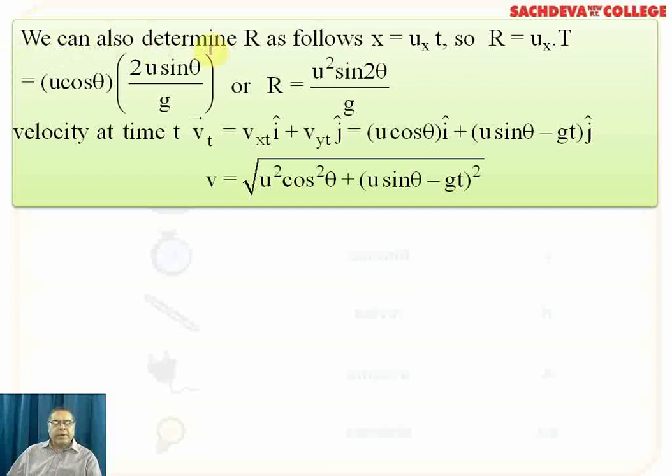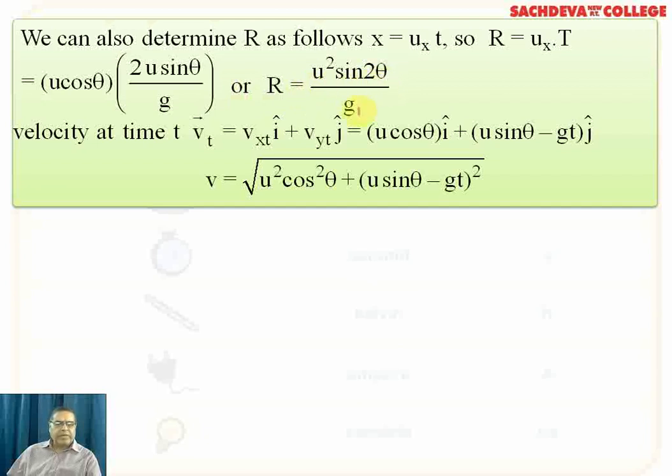We can also determine the horizontal range, that is R. So in order to find the range, we consider x, the horizontal distance. So x is equal to ux t, where ux means the horizontal component of the initial velocity along the x-axis. R will be ux into capital T. Now we have computed the values. So R can be written as u cos theta into 2u sin theta over g, and this is estimated as R is equal to u square sin 2 theta.